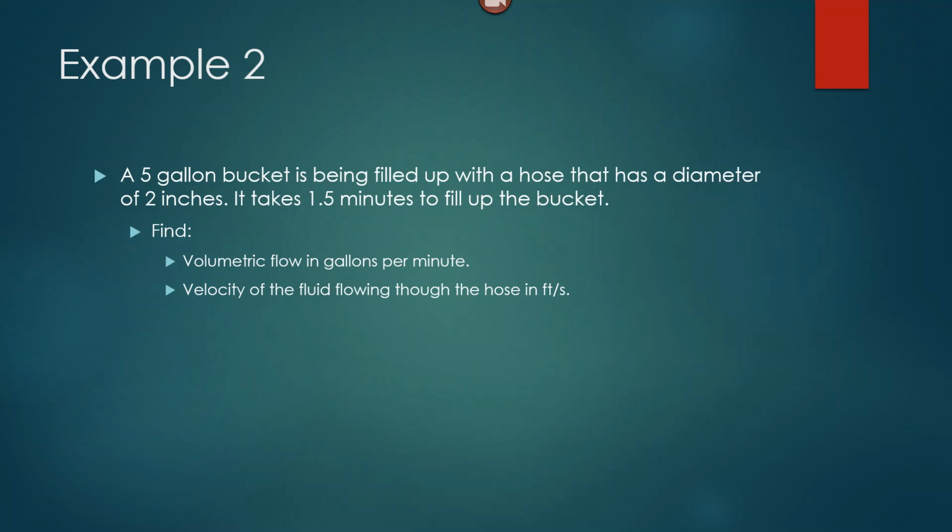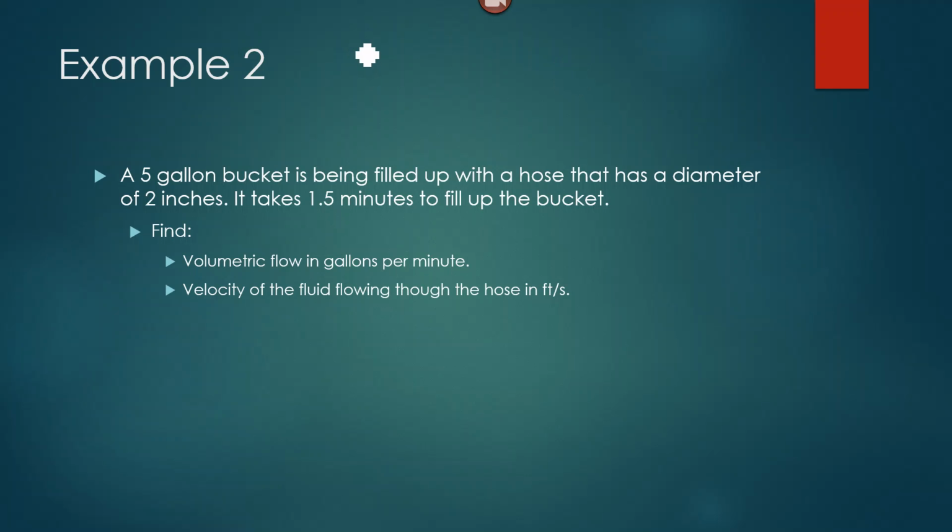Alright, next example, we have a 5-gallon bucket. It's being filled up with a hose that has a diameter of 2 inches. It takes 1.5 minutes to fill a bucket up. What's the volumetric flow in gallons per minute and the velocity of the fluid through the hose in feet per second?